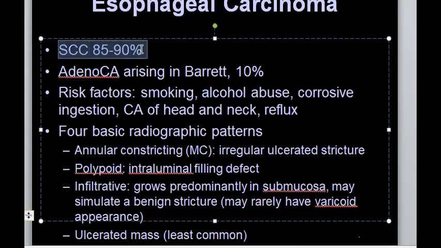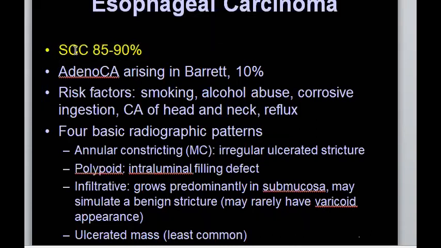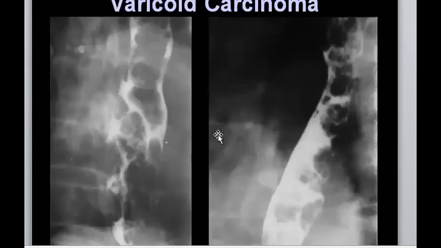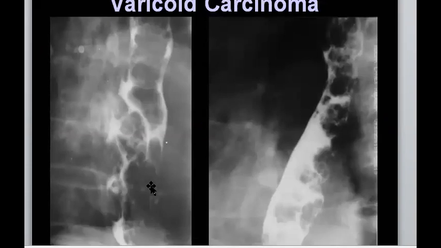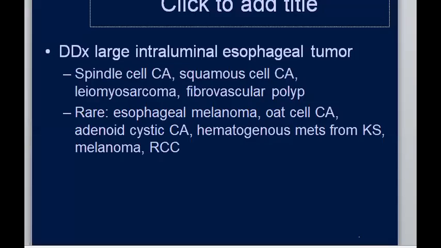Okay, the most common esophageal cancer is squamous cell carcinoma, they like this in MCQ, and risk factors include everything, especially smoking. The radiological patterns are annular, polypoidal, infiltrative, and ulcerative. This is what we mentioned before, that it can be a differential for varices, but to be honest it is not very similar. We mentioned varicoid carcinoma.